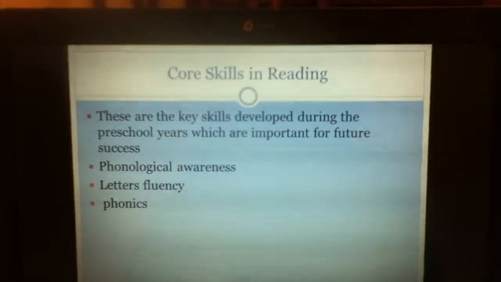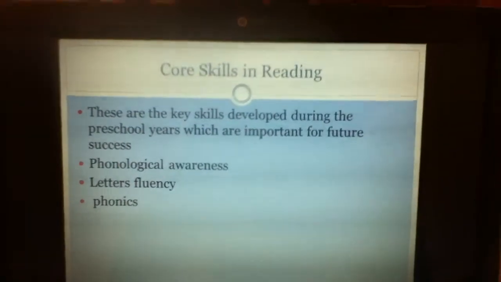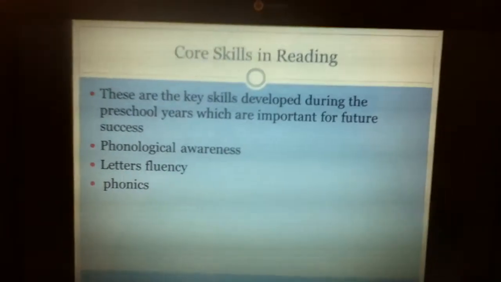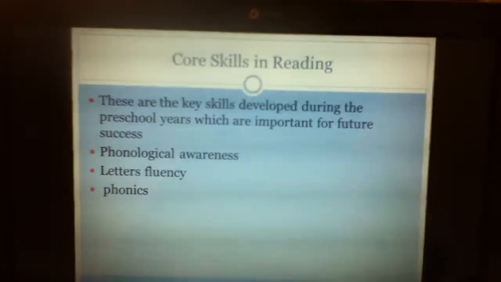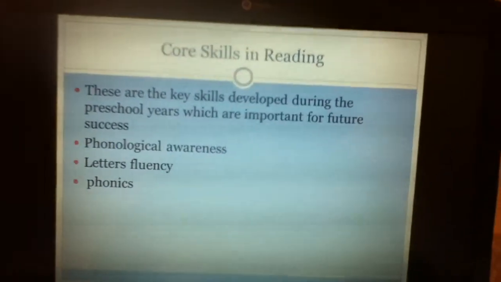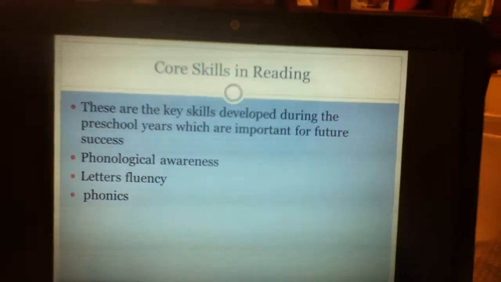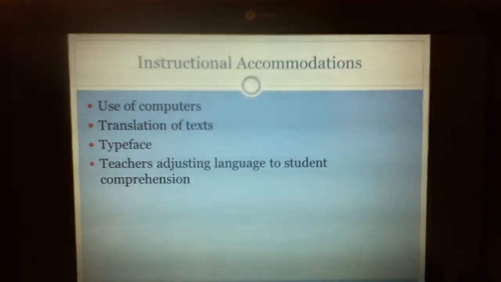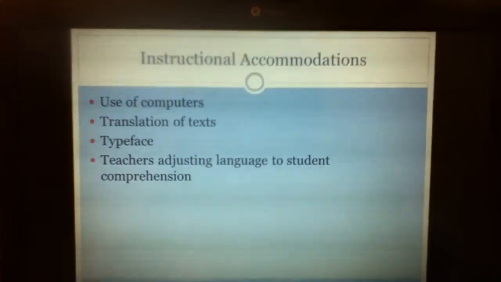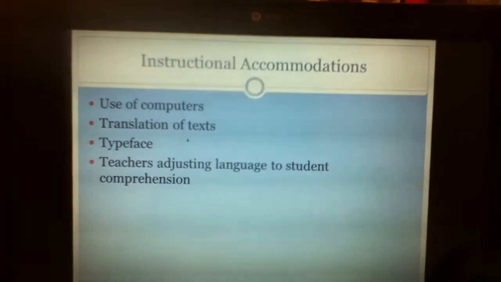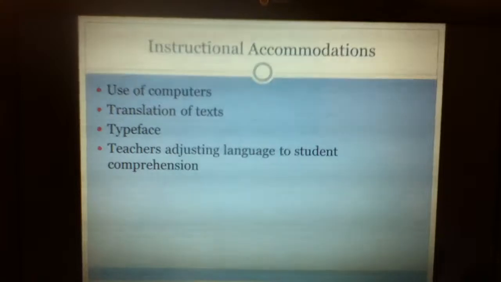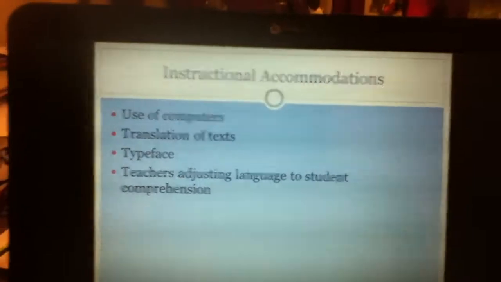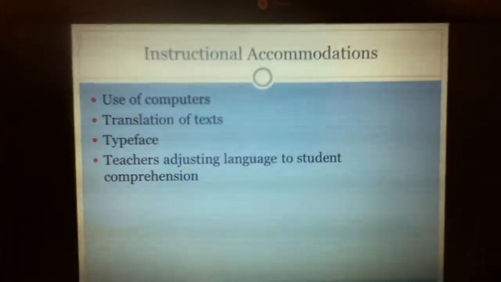The phonological awareness, and that's just identifying or separating sounds in words. The letter fluency, which is just the speed at which a child can identify letters in the alphabet upon seeing them. And the phonics, which is the ability to identify the sounds that represent each letter or each group of letters. Now, instructional accommodations, which were the use of computers, the translation of text, the type phase, and teachers adjusting language to student comprehension, which just means the teacher modifying the words they use in order to explain things to the student so that they might understand what's going on.